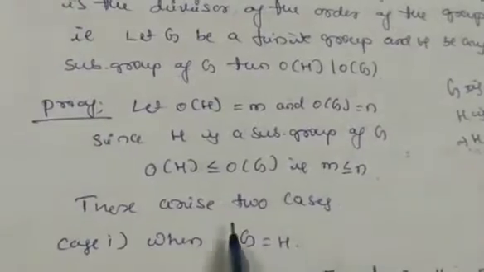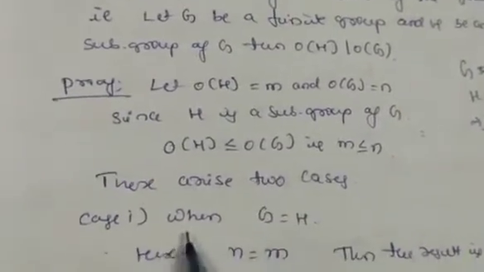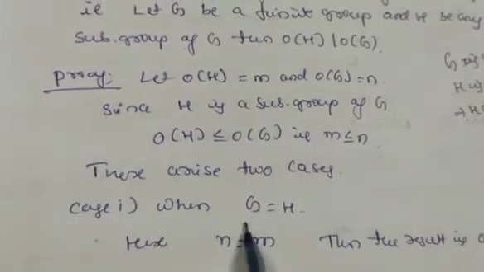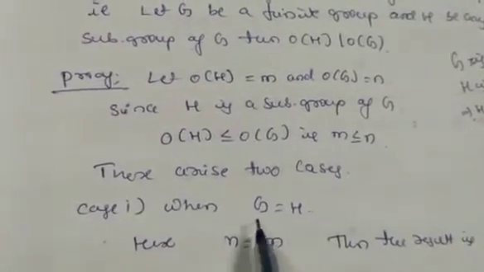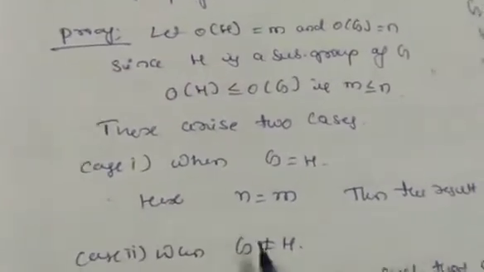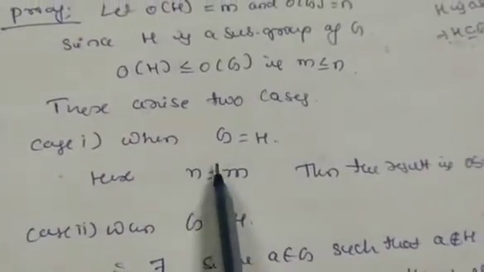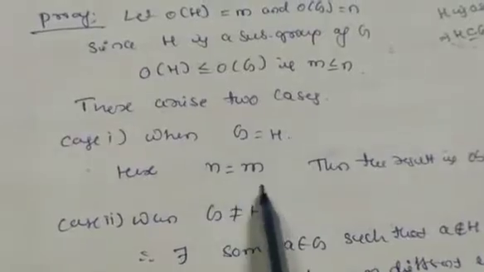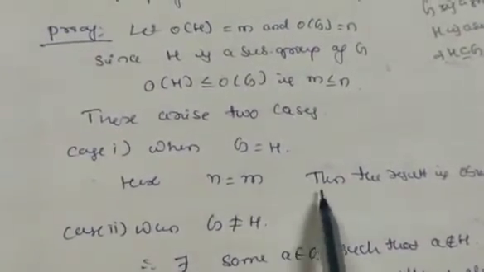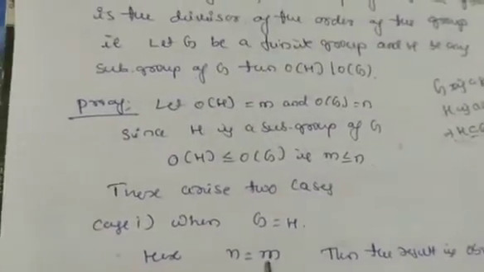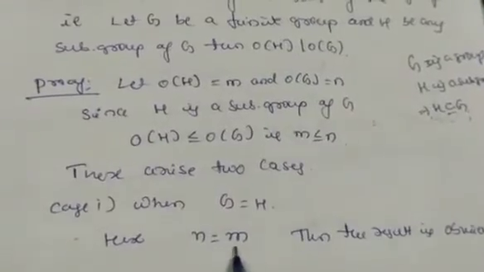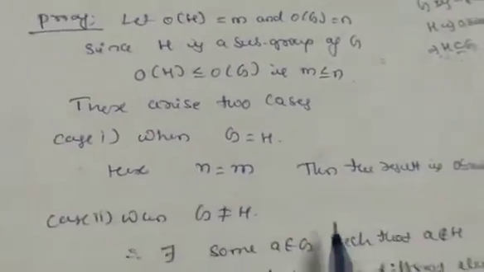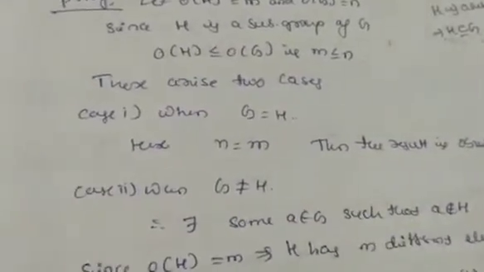So now 2 cases arise here. The first case is when G is equal to H. We know that this subset is equal to the same set G only. So here N is equal to M, because order of G is N and order of H is M. Therefore they are equal. Then the result is proved, because if G is equal to H, then order of H divides order of G. So there is nothing to prove here.